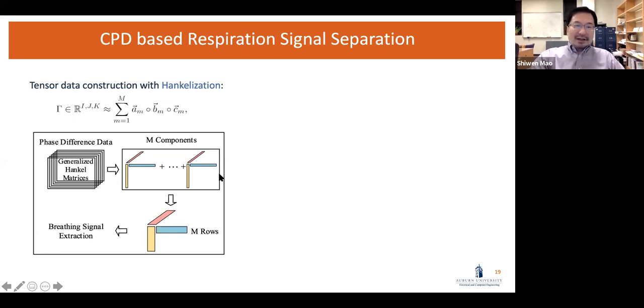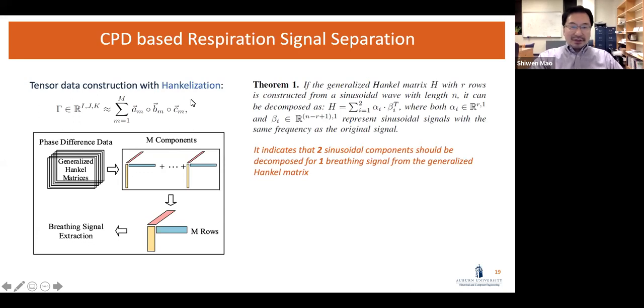Then we apply tensor decomposition to decompose these order-3 tensors into the summation of the inner products of vectors. In this example, we decompose this tensor into m components. Each component consists of 3 vectors. These vectors are the useful information that carries the human respiration signal, very small signals. One question is how to determine this m, how many components you want to decompose into.